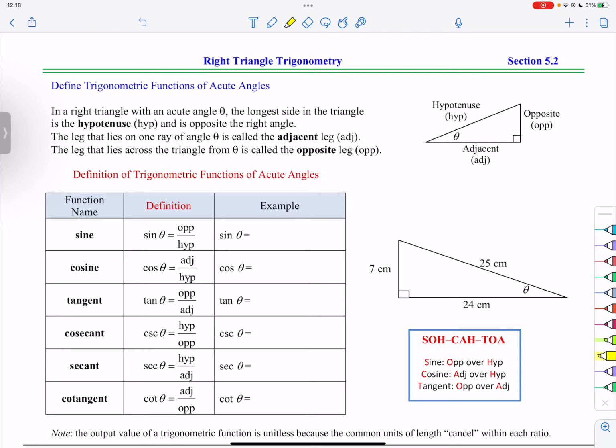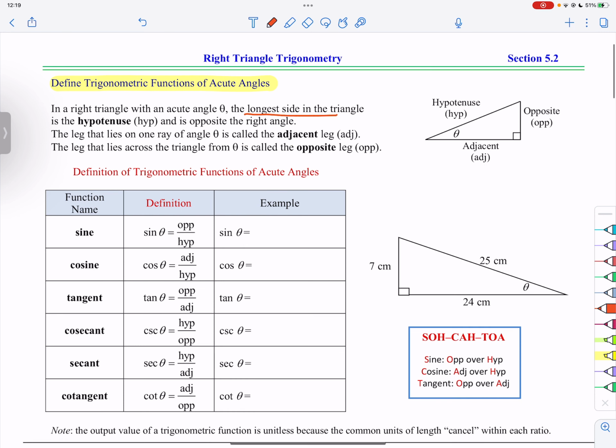This is section 5.2, right triangle trigonometry. We're going to begin with defining trig functions of acute angles. Acute angles are angles that are less than 90 degrees, and in a right triangle with an acute angle, the longest side in the triangle is the hypotenuse. And it is always, this is really easy to remember, opposite the right angle.